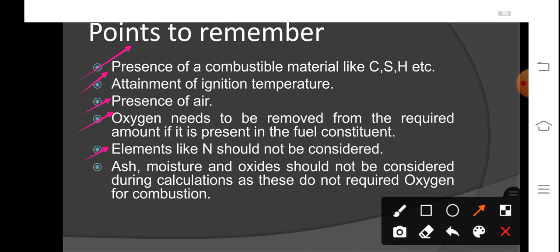Now next, elements like nitrogen should not be considered, since nitrogen is not combustible and will not consume any oxygen, so it should be avoided. Similarly, ash, moisture, and oxide should not be considered during the calculations as these do not require oxygen for combustion.